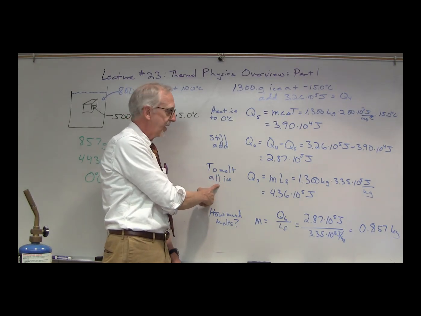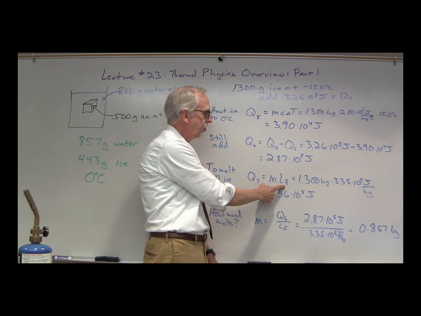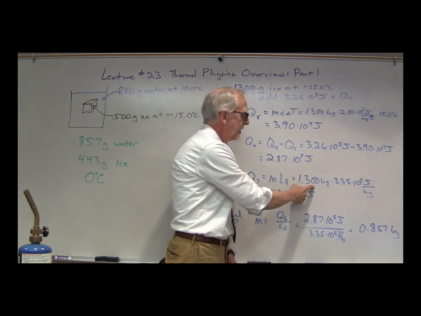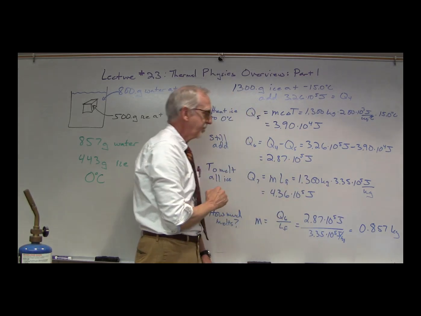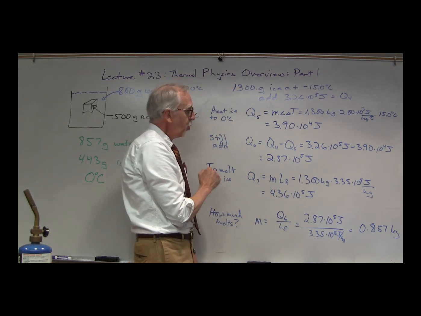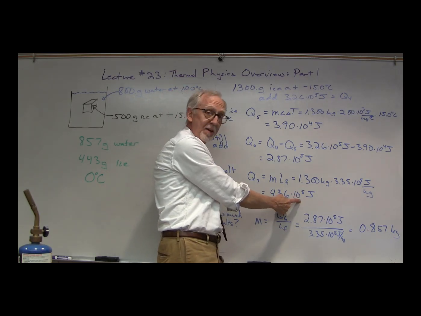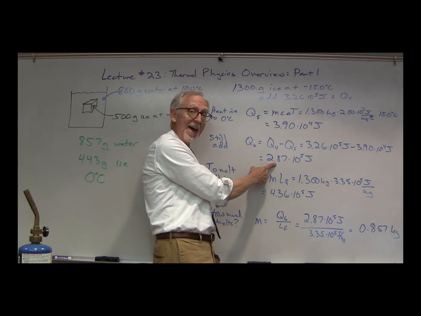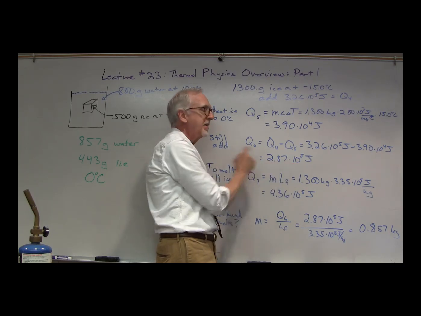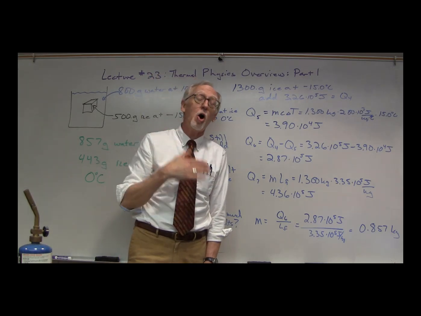Well, to melt all of the ice, we'll call that Q7. This is m times the latent heat of fusion, the whole mass, 1.300 times 3.35 times 10 to the fifth. That is 4.36 times 10 to the fifth joules. Well, to melt all of the ice would require 4.36 times 10 to the fifth, but all we have left to add is 2.87 times 10 to the fifth. We do not have enough energy to melt all of the ice.